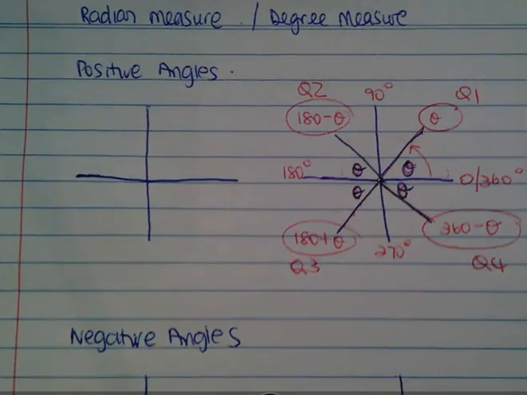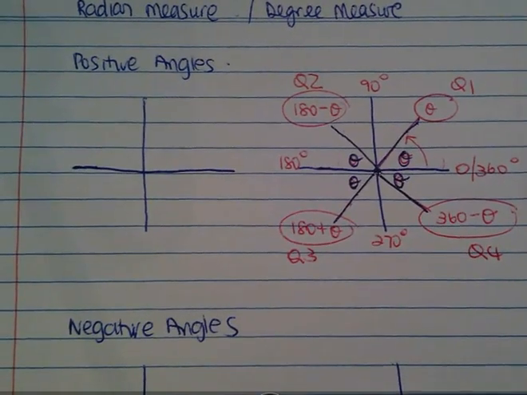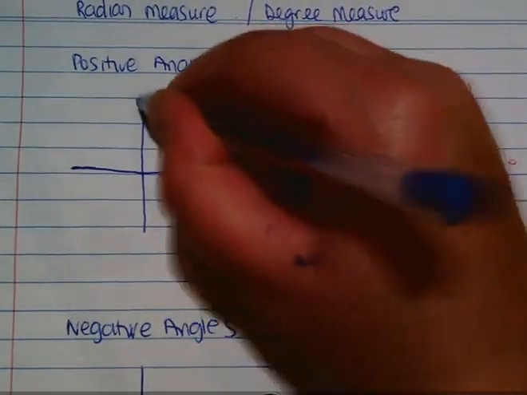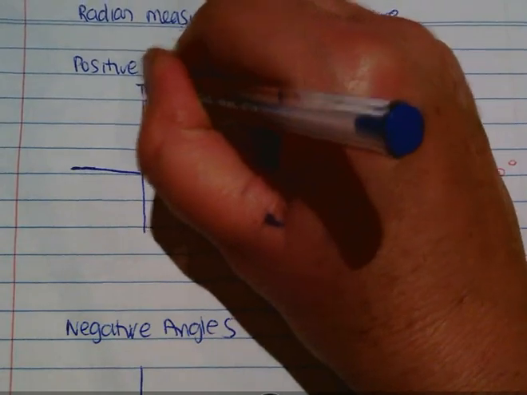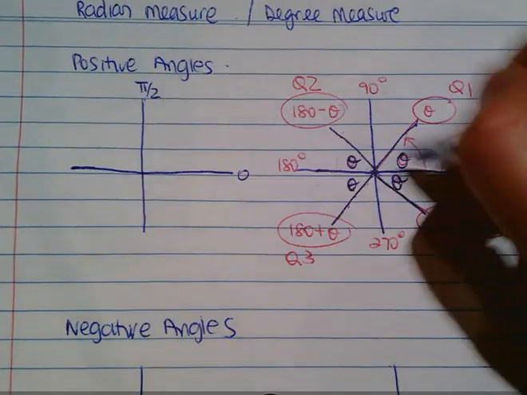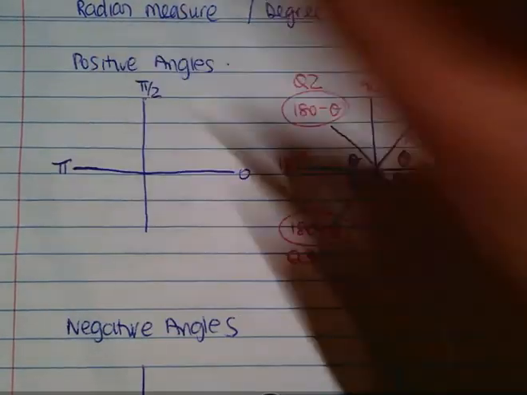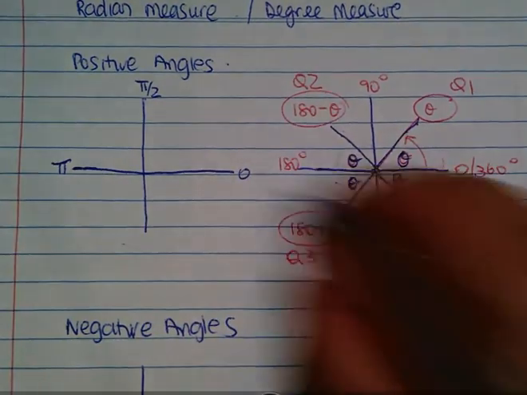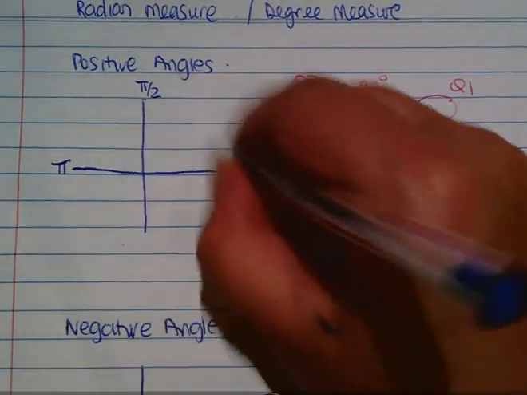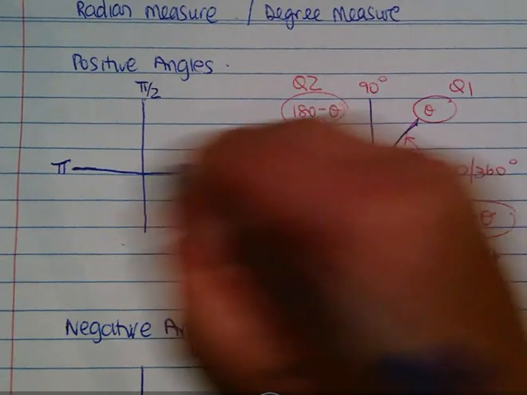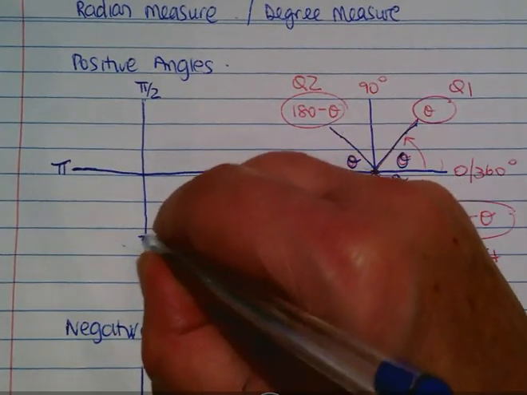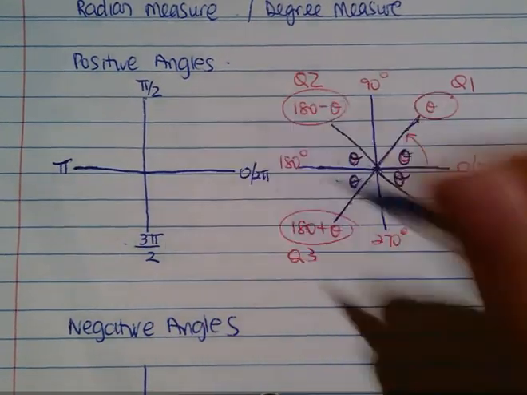Now, we're going to do the same thing with radian measure. So again, we've got 0. Instead of writing 90 degrees, it's pi on 2. Instead of 180 degrees, it's pi. Instead of 270, well, all the way around is 2 pi. And halfway between pi and 2 pi is 1.5 pi or 3 pi on 2.